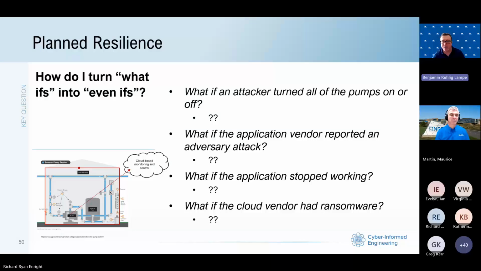But engineers can help understand what's an acceptable level of degradation that, while it's not optimal, is still effectual in its ability to deliver the capabilities of the system. What's that range of pressure that is still acceptable to meet other requirements in the system? Engineers are the ones that can help best answer those questions in the context of this idea of planned resilience. What if the application vendor, the cloud vendor, reported an adversarial attack?